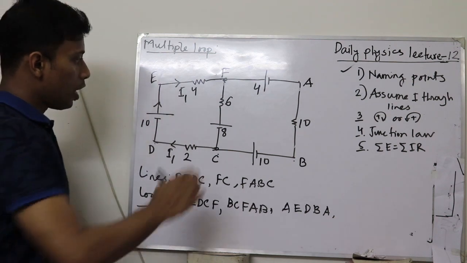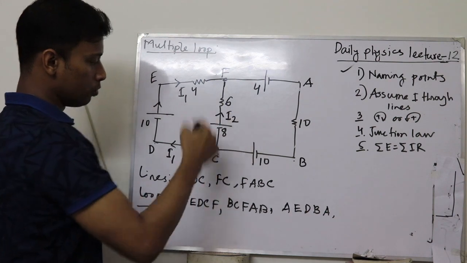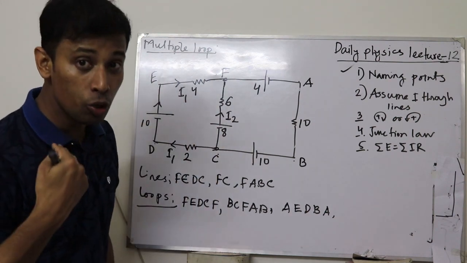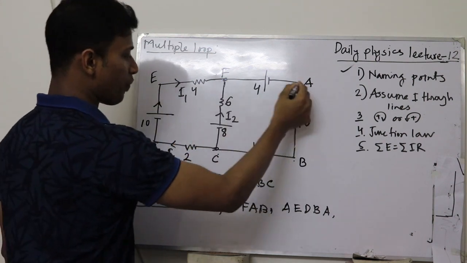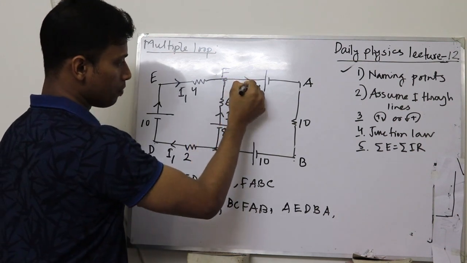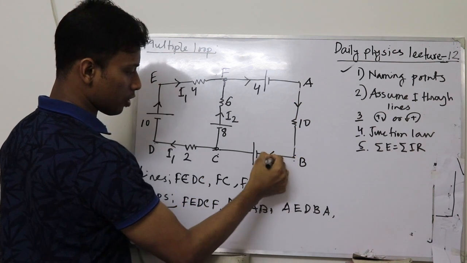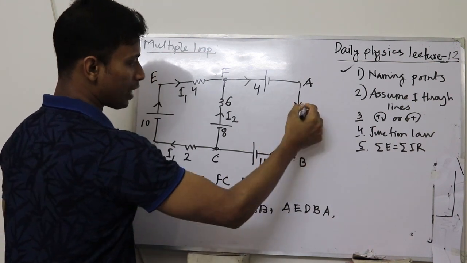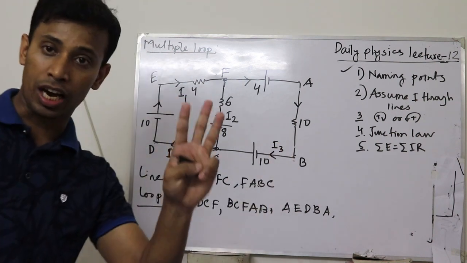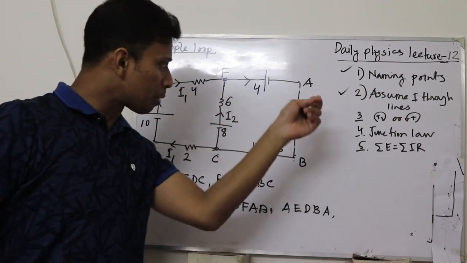At the middle line, suppose the current is I2, from C to F. I assumed it. Then for F, A, B, C, which is another line, suppose it moves downward and towards the left. Suppose that is I3. So we have 3 current flows. Step 2 is done, so let's move to step 3.